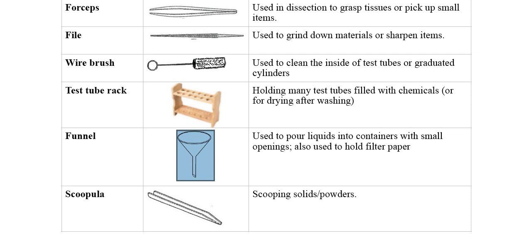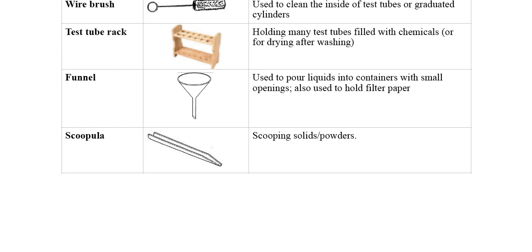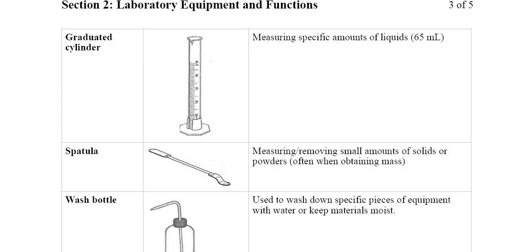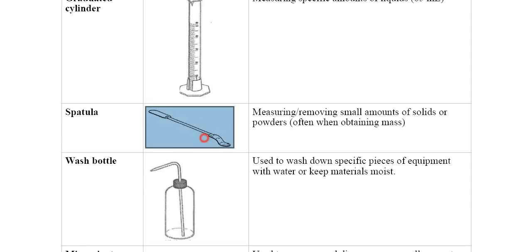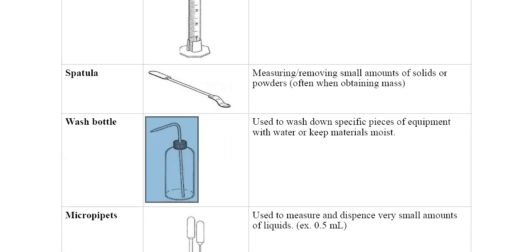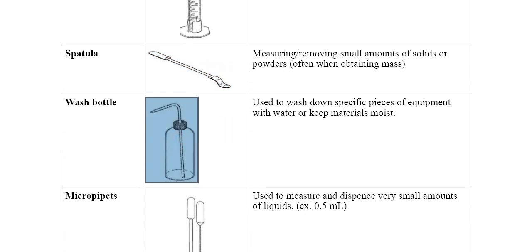Scoopula, scooping solids and powders. Graduated cylinder, used for measuring a specific amount of liquid. Spatula, measuring or removing small amounts of solids or powders, often when obtaining mass. Wash bottle, used to wash down specific pieces of equipment with water to keep materials moist.